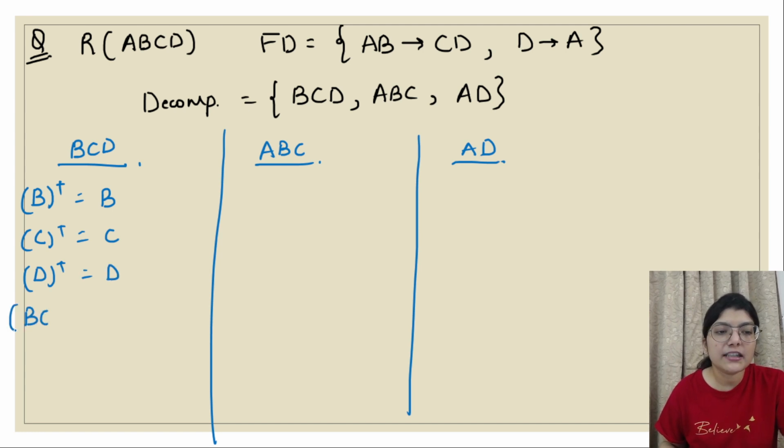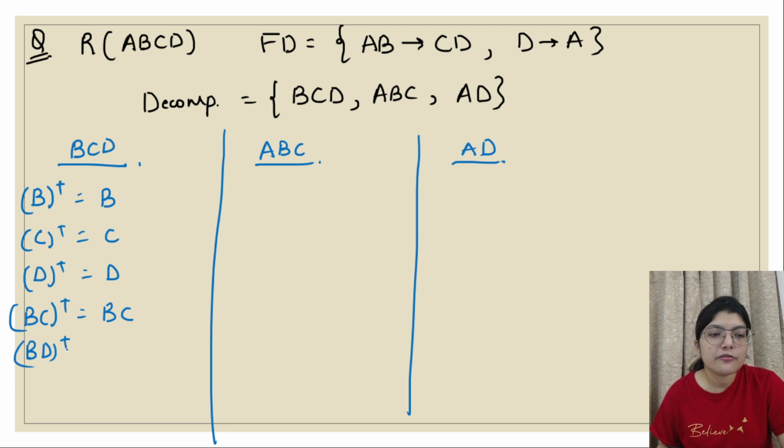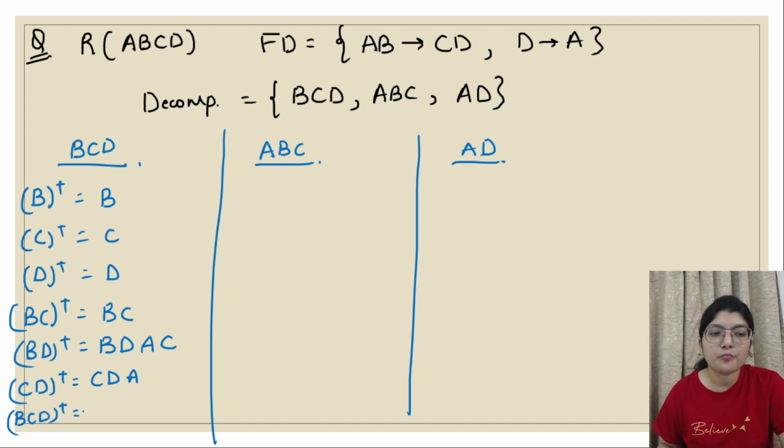Then I'll take closure of B and C both. So it will give you B and C, nothing else. Then B and D. What will be the closure of B and D? B, D, A, right? From D you got A, and then from A to B you will get C as well. Then C, D. What will be the closure of C, D? So you got C, D, you got A, but nothing else. Then we'll take closure of B, C, and D. So what you have to do, you have to take the closure of each and every possible relation. So closure of B, C, D, you will get B, C, D, and A. Okay, so this is what you will get.